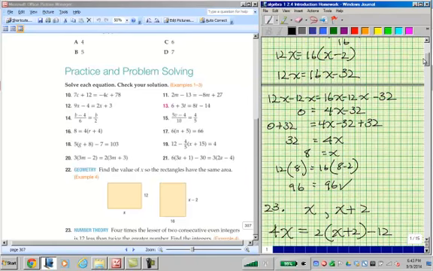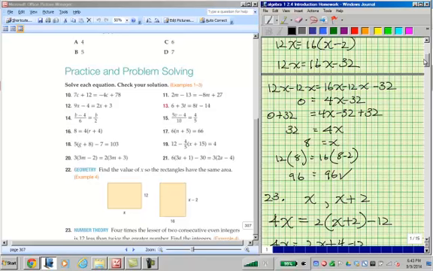Now you can do this 10 million different ways. You can subtract 16x from both sides. I like keeping things positive, so I subtract 12x from both sides. I end up with 0 equals 4x minus 32. On the other hand, some people get nervous when they get 0 on one side. I add 32 to both sides. I get 4x equals 32, x equals 8. I plug it in and it checks. So anyway, that's how I did that.